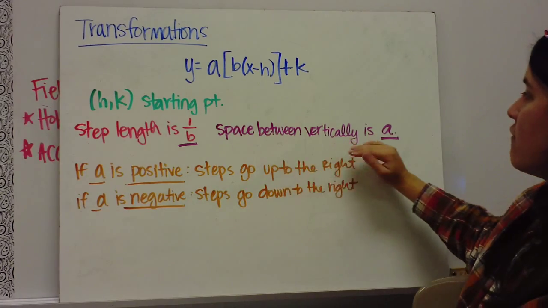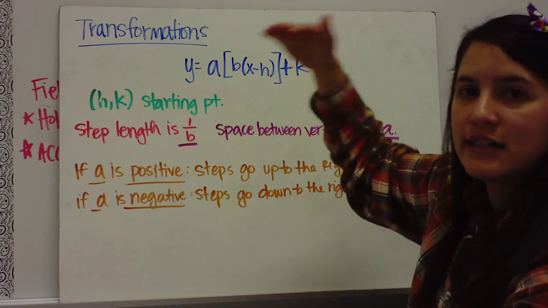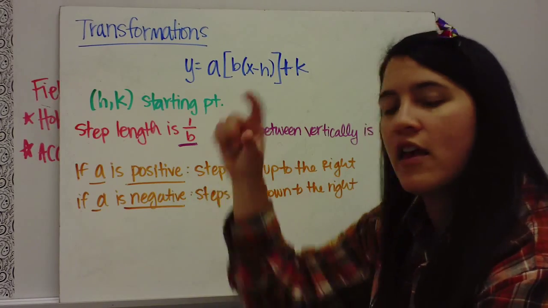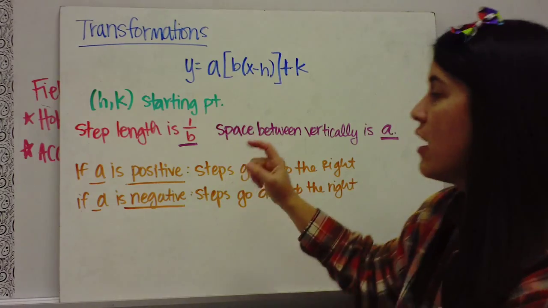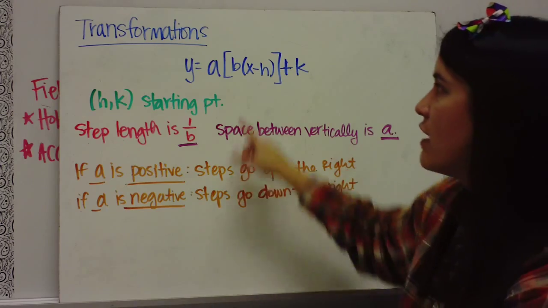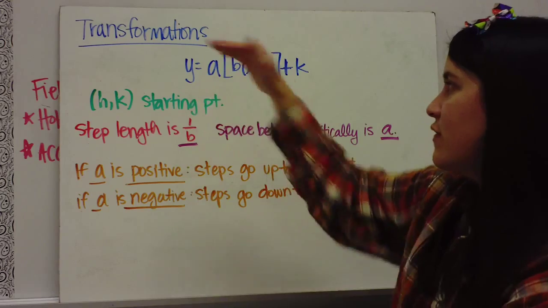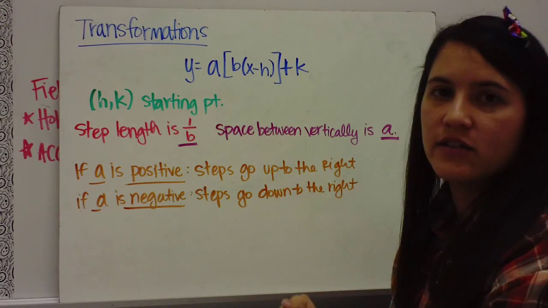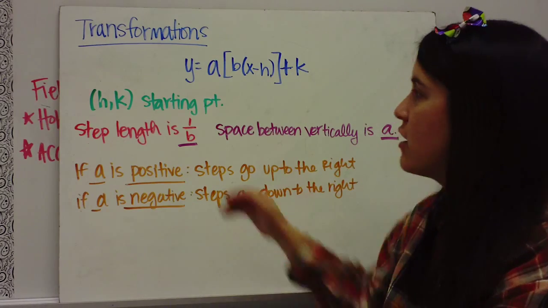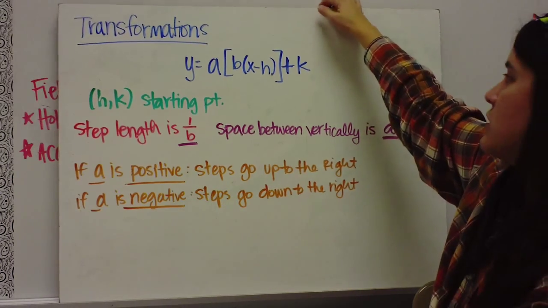This space between vertically is a. So that's like your step height. So in the parent function, they were 1 unit long and they were 1 unit away from each other. But that's how you tell the step length and the step height. If a is positive, it's going to go up. If a is negative, it's going to go down to the right. So you'll see your steps increasing and you'll see your steps decreasing depending on what this a value is. So let's try a few examples, 2 examples I think.